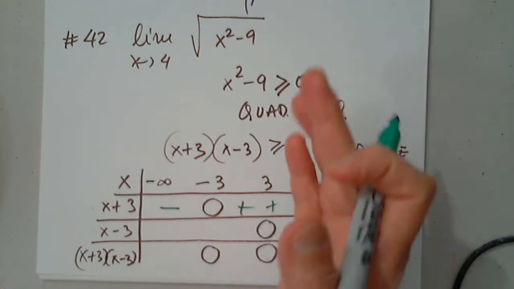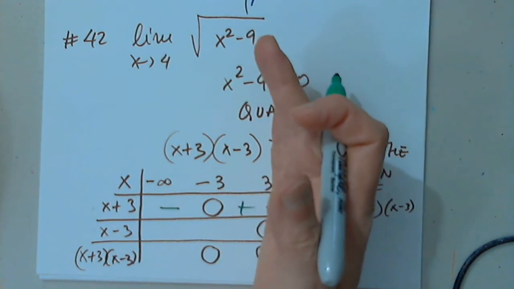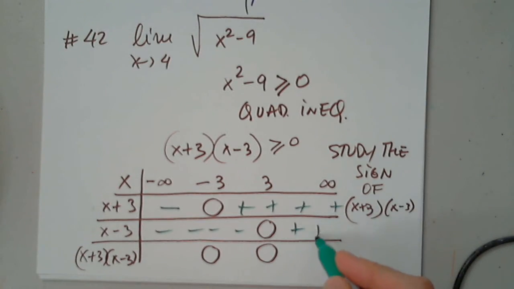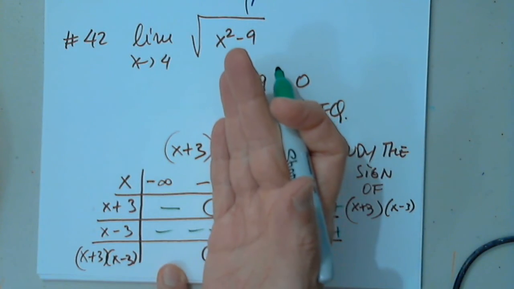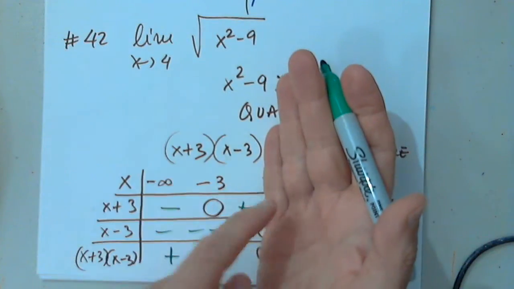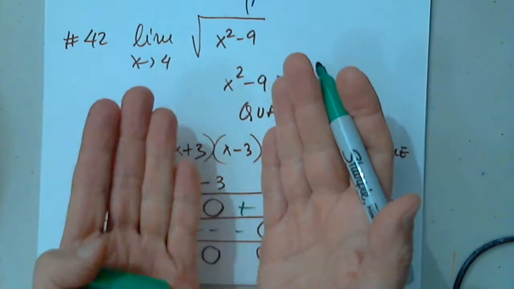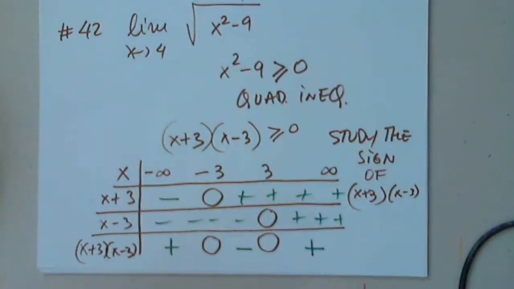To the left of 3, plug in any number you want and tell me the sign. Negative. That's it. And outside is positive. Now, the product of two negatives, what sign do I write? Positive. Excellent. The product of a positive and a negative, what sign do I write? Negative. And the opposite, positive.